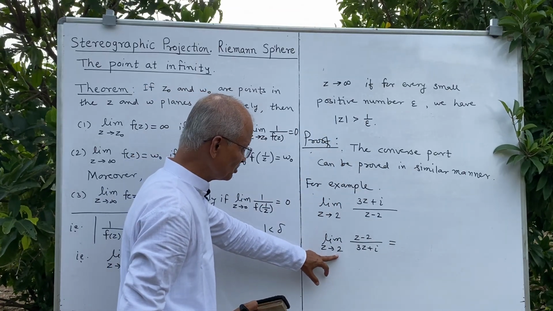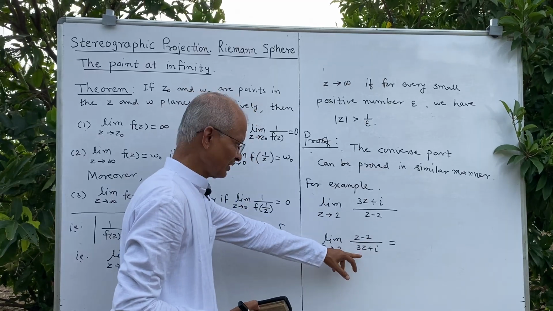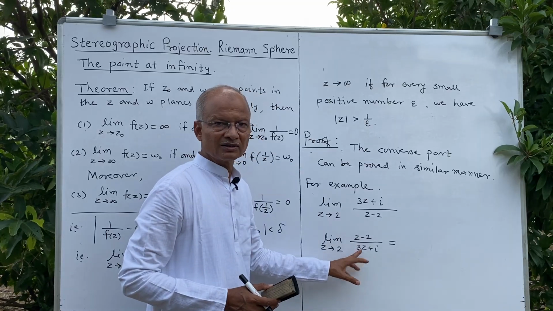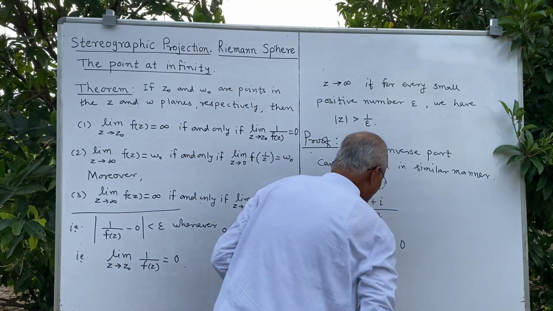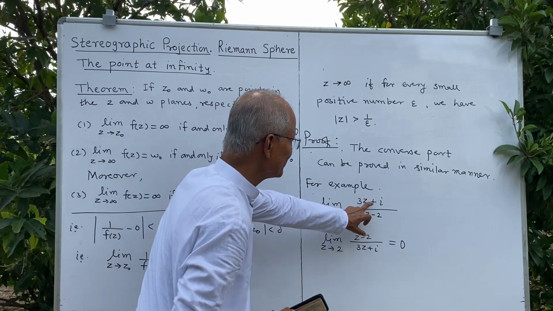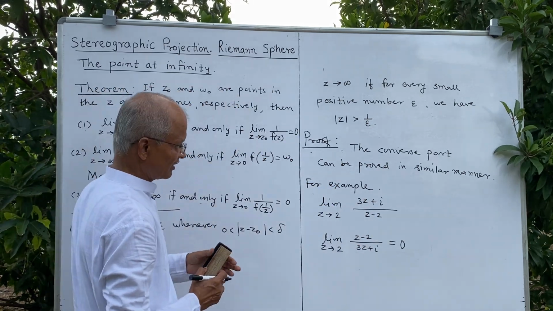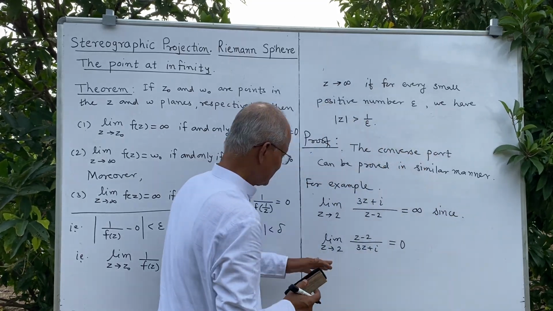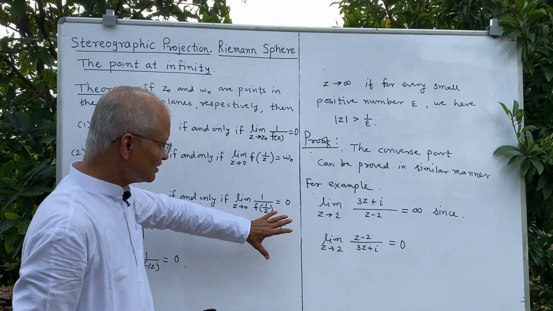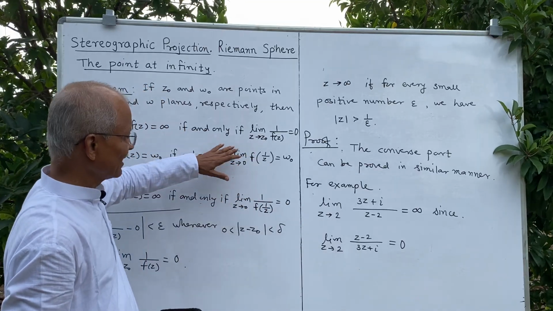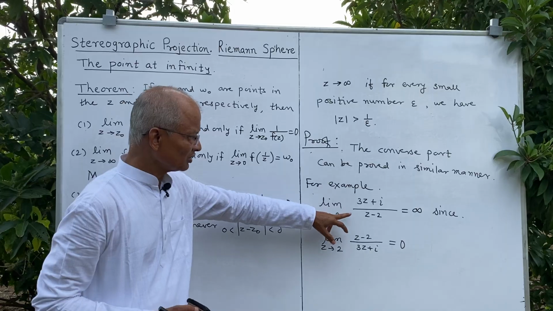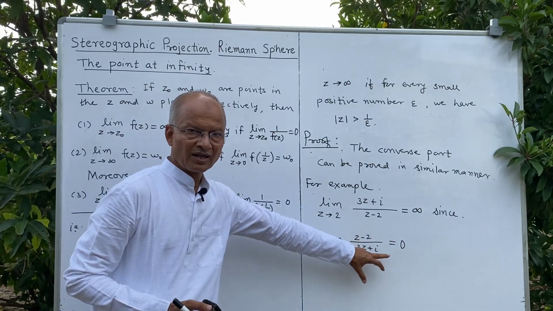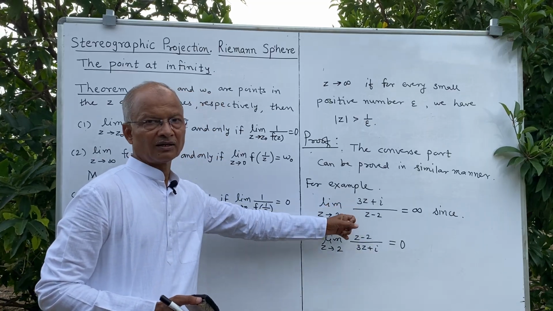If z tends to 2, then 2 minus 2 is 0, and 0 divided by a non-zero quantity is 0. Therefore this limit is 0, and because the limit of the reciprocal is 0, this limit must be infinity. So these results are useful to obtain limits. We can show this is infinity because the limit of the reciprocal of f of z is 0.